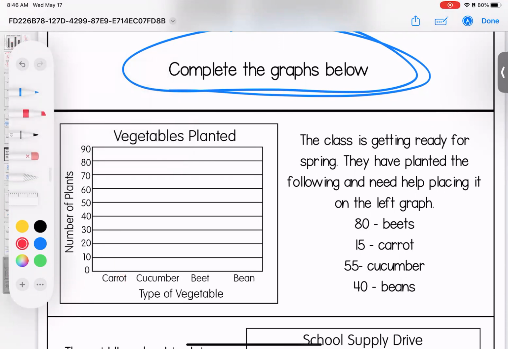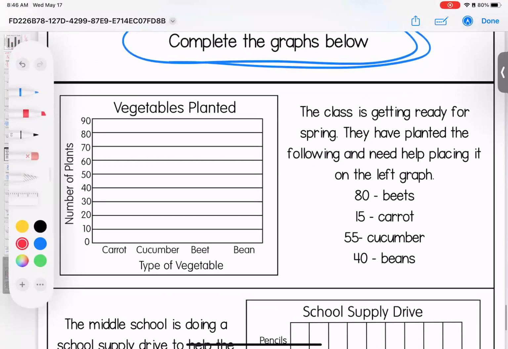So looking at our data, it says this class is getting ready for the spring. They've planted the following. You need help placing it on the left graph. So beets, we need 80. So I'm going to start at 80 and come down for my beets. Oh, made it a little bit sideways. There we go. Beets are 80.